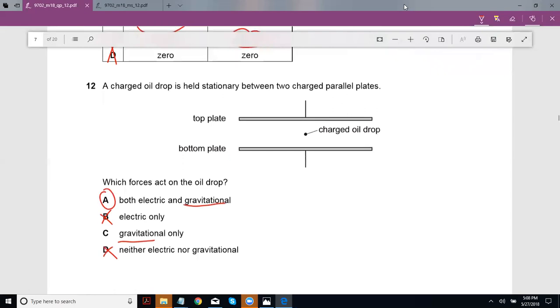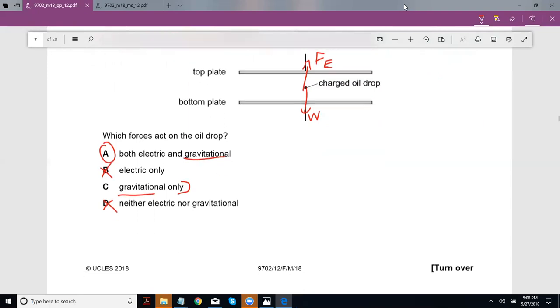This is a pretty simple one, because obviously if it's weight downwards, then there has to be some force upwards to keep it stationary, right? It's not going to levitate like that. So you're going to need some force that opposes weight, and hence it can't be just gravitational force only. It has to be electric force and gravitational force.